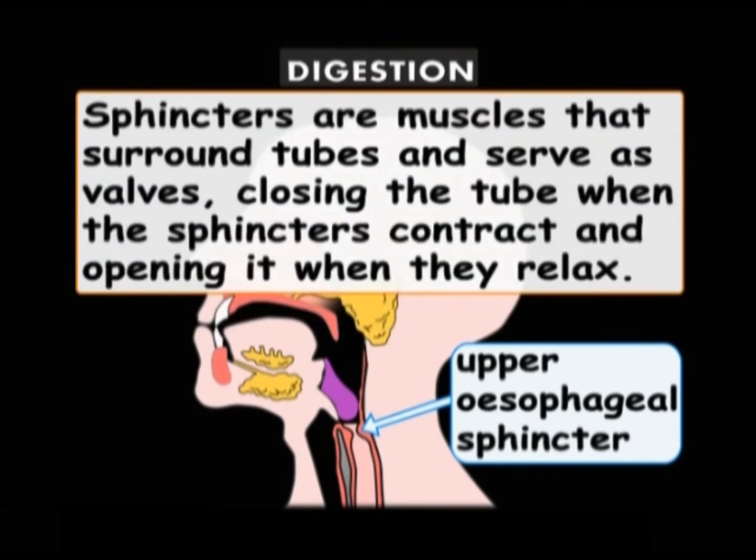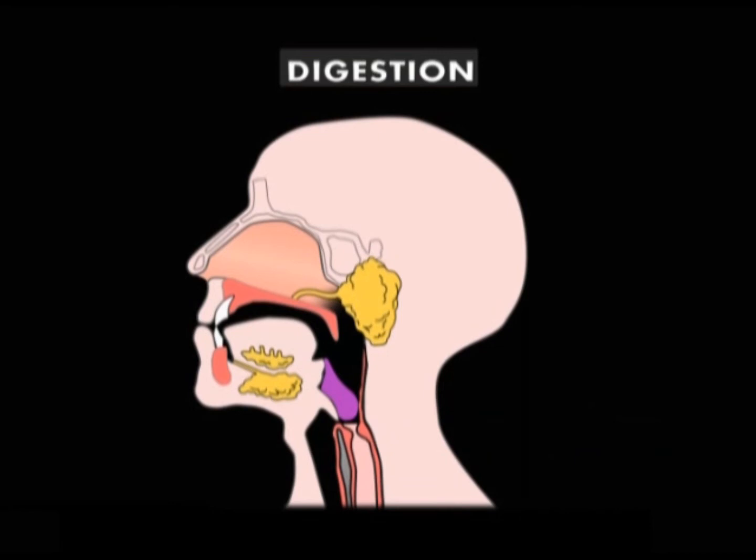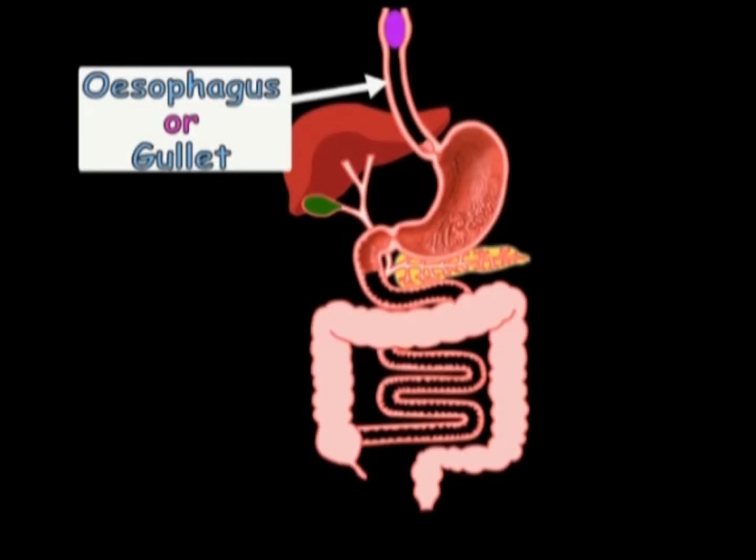What are sphincters? Sphincters are muscles that surround tubes and serve as valves, closing the tube when the sphincters contract and opening it when they relax. Look at this animation. It shows how the bolus is swallowed. This part here is called esophagus. It has another name, that is gullet.